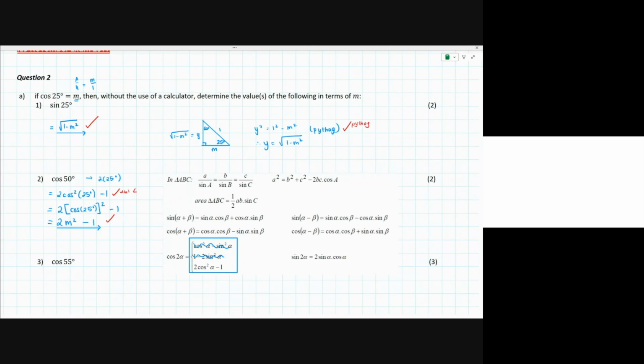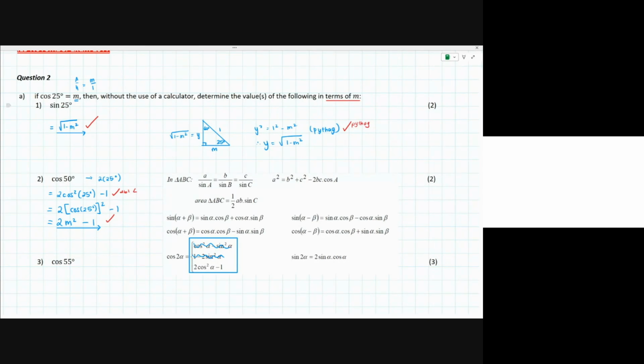Okay, so that's fair. Generally, it does mean that. In this case, without the use of a calculator, is because of the fact that I'm writing everything in terms of m. So I'm not needing to do any calculations. I'm just writing in terms of a variable.